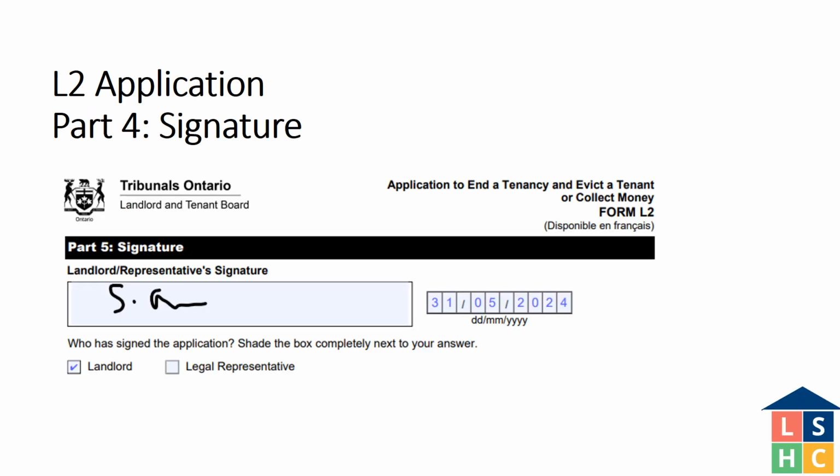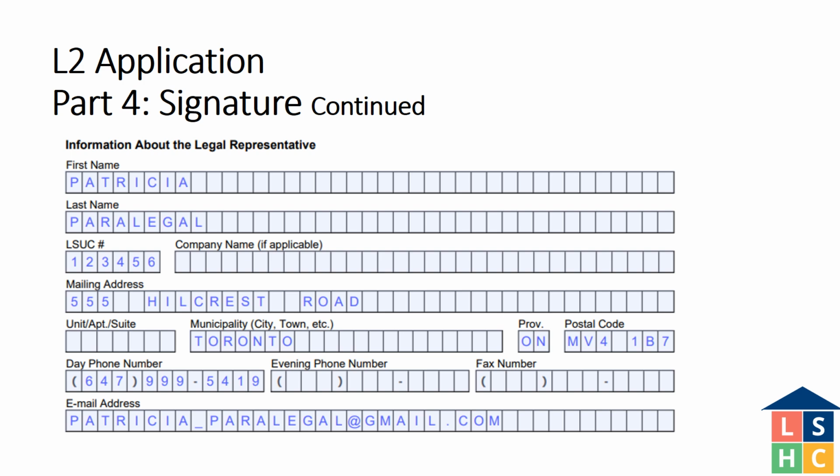Anyone can go to the Landlord and Tenant Board to file these documents for the landlord. However, only the landlord or the landlord's legal representative, such as a lawyer or a paralegal, should sign this application. If you have a lawyer or a paralegal representative, make sure their information is included in this section. If you don't have a representative and are doing this on your own, leave the section blank.